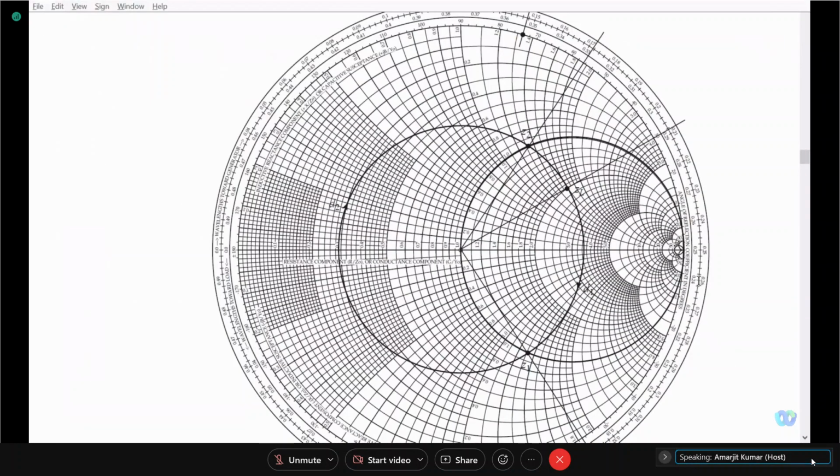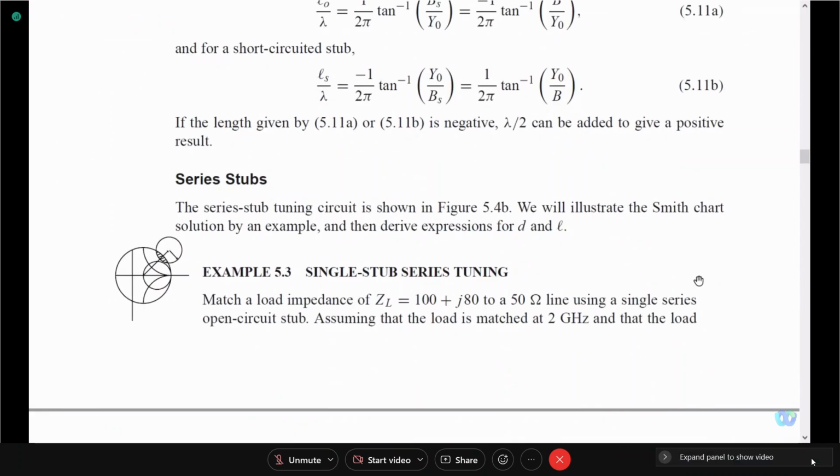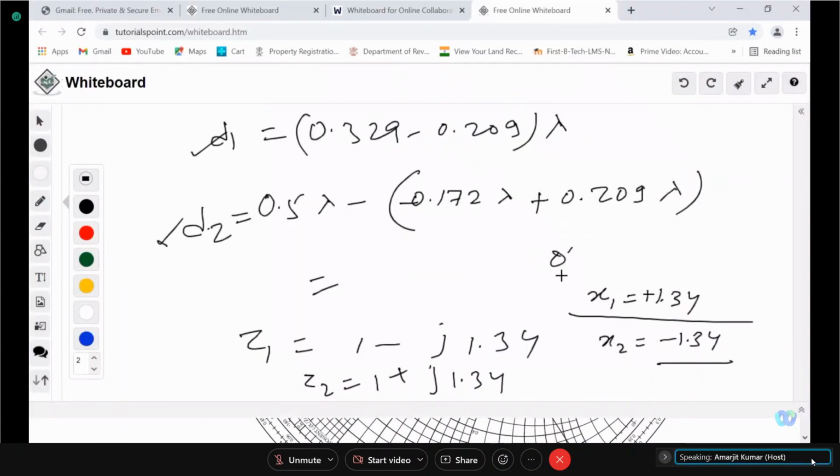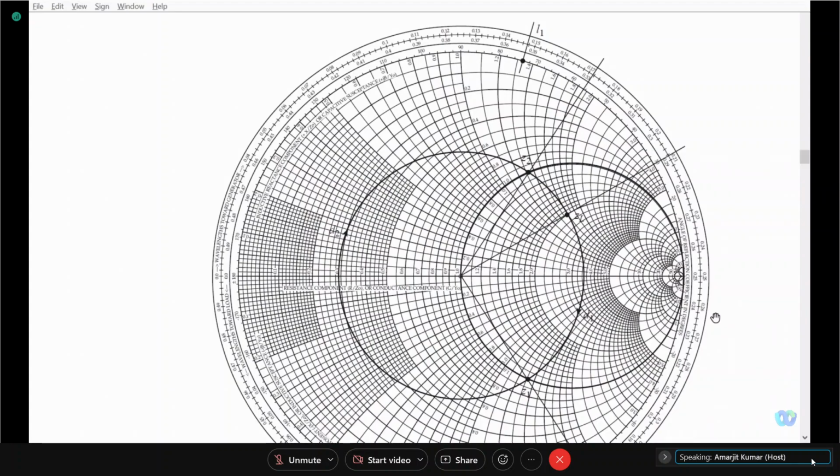And in the question it is given open circuited stub. So for the open circuited stub on the impedance chart, it is here. So from here to 1.34 we have to travel, 0.252 in the clockwise direction. We have to basically calculate this much distance, 0.252 in the clockwise.